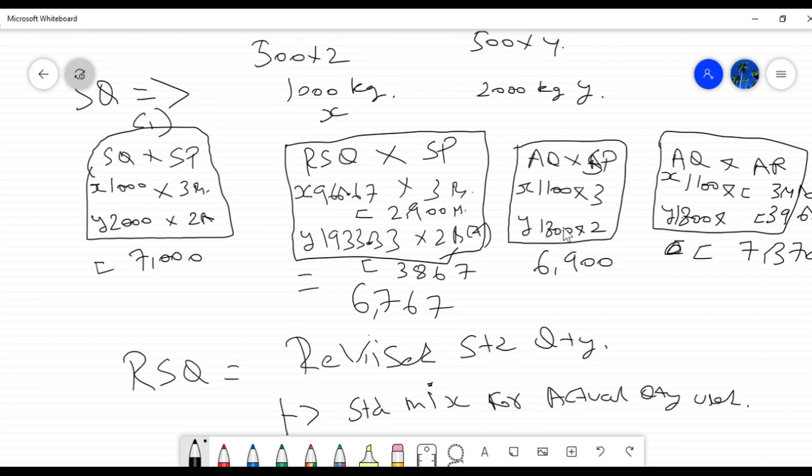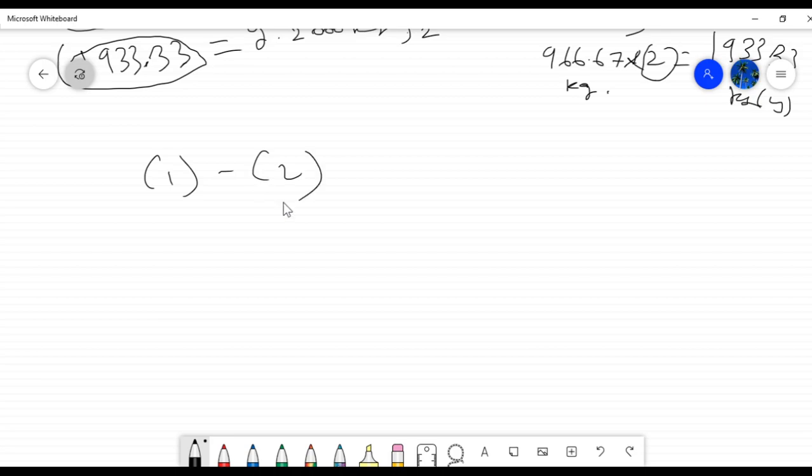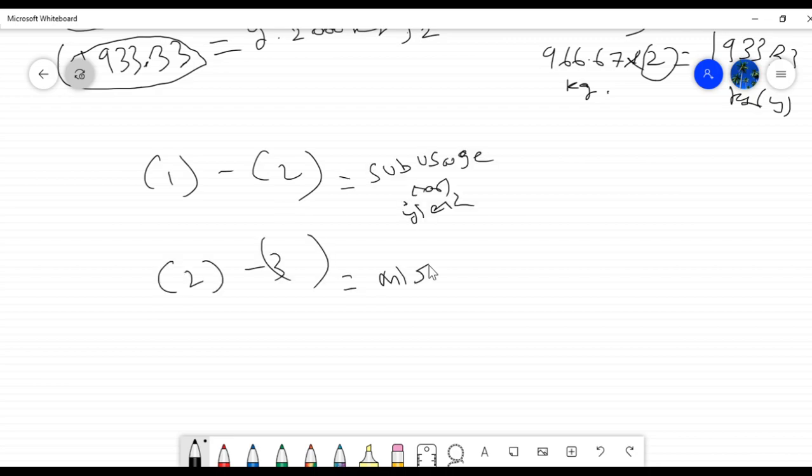Now what do we have to do? 1 minus 2, then 2 minus 3. What is 1 minus 2 actually? Sub usage or yield. What is 2 minus 3 actually? Mix variance.